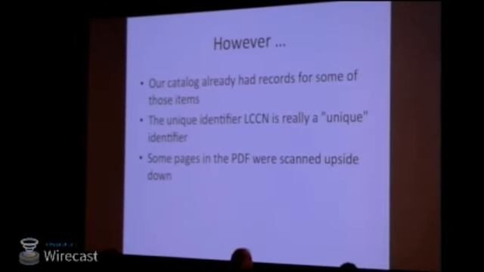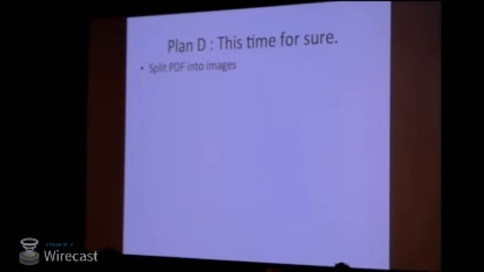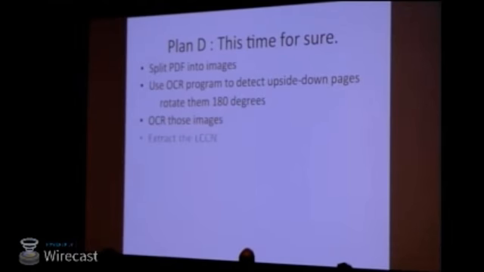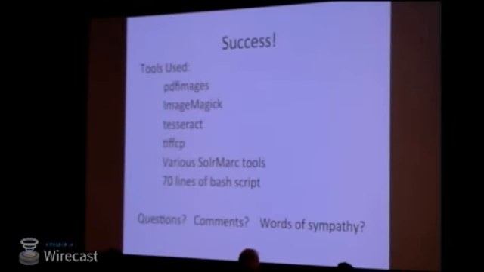So I went at it once again, added a few new steps: split the image, look for upside down images and fix them, OCR those, get the LCCN, look that up, look for duplicates, get the best unique record, and deliver those. And in the end, it's pretty much a success. It was a small tool, a one-off, and at least in one small corner of the library, there's one guy who's happy.